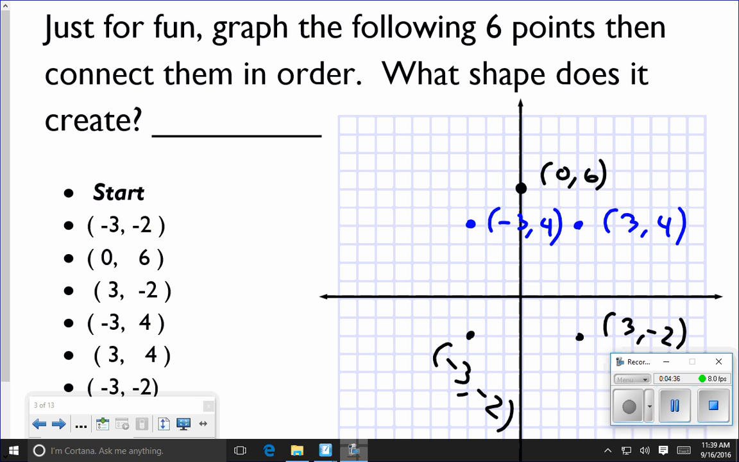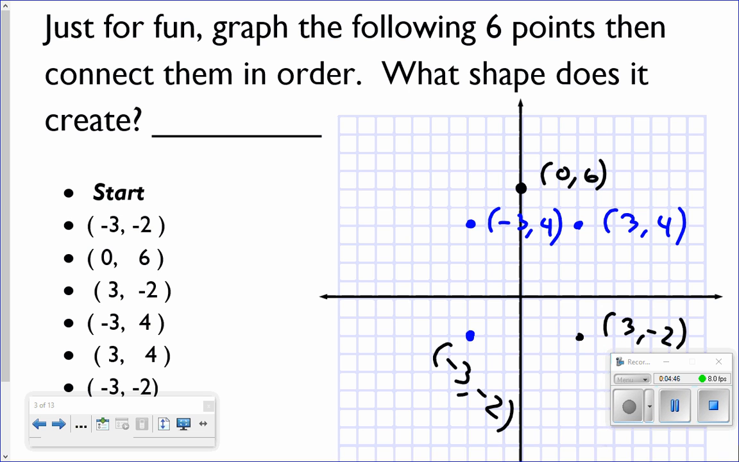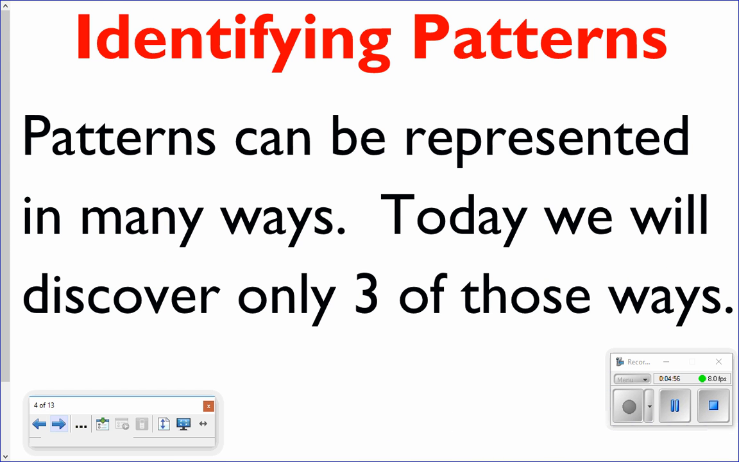All right, so what you see here is -3, 4 is left 3, up 4, and then 3, 4 is right 3, up 4. And they have another repetition here of -3, -2. So the shape that we should have recognized is just a pentagon. So that's what's formed when you would plot these 6 ordered pairs. So right now we're going to talk about patterns and identifying those 3 different ways.